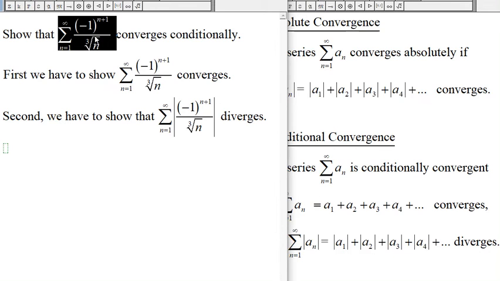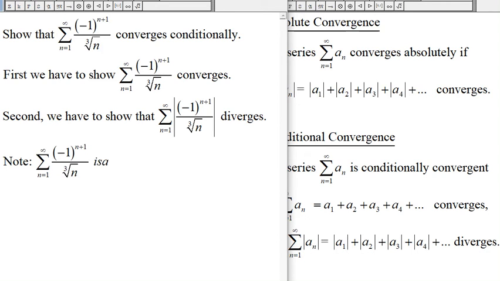And so note this is an alternating series. And recall that for an alternating series, if we want to show that it converges, we have to show two conditions: the limit of a sub n is equal to 0, and that a sub n is greater than or equal to a sub n plus 1.